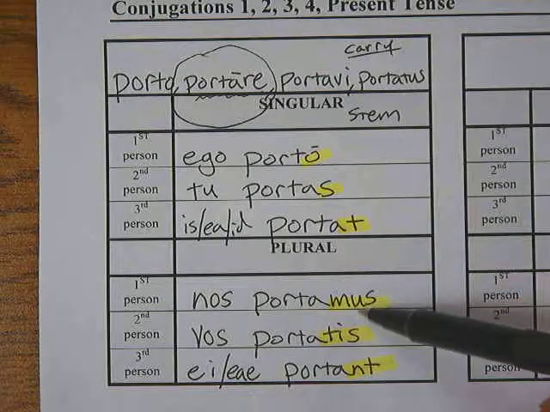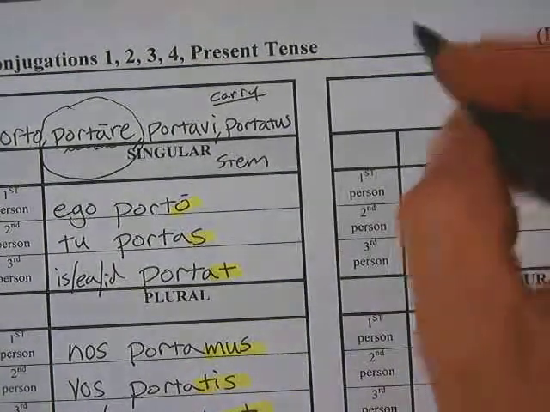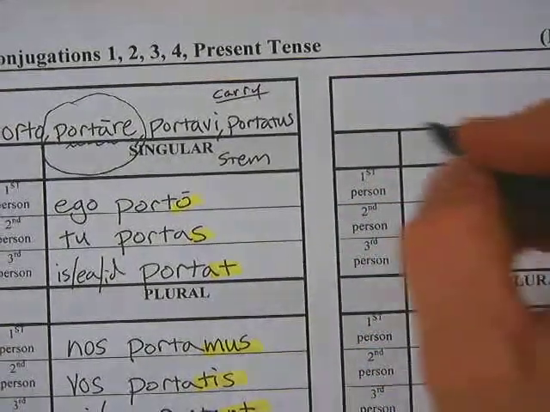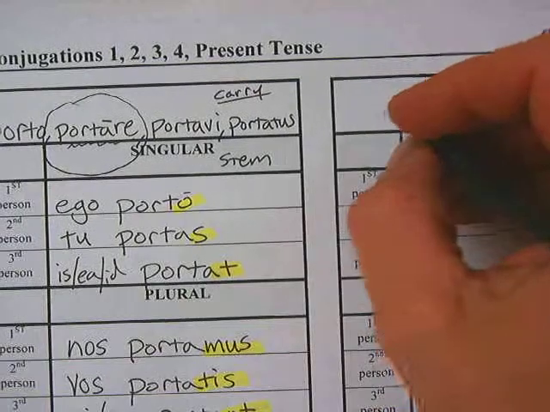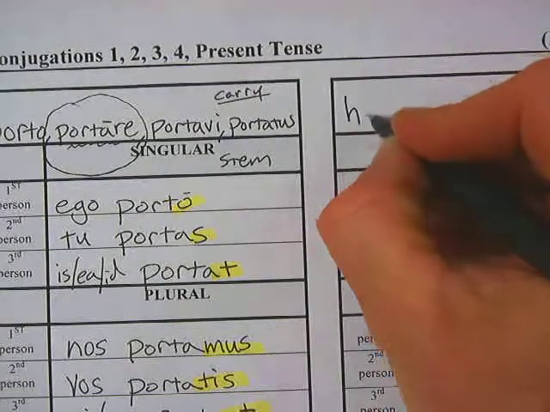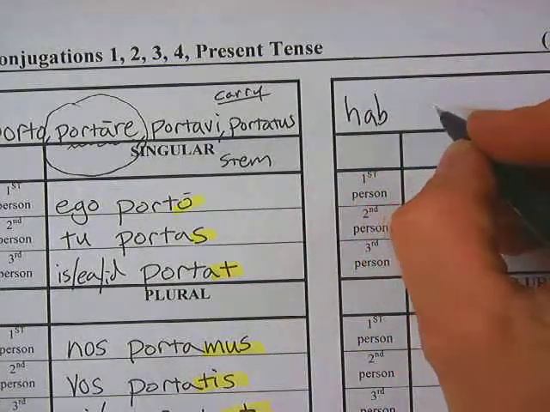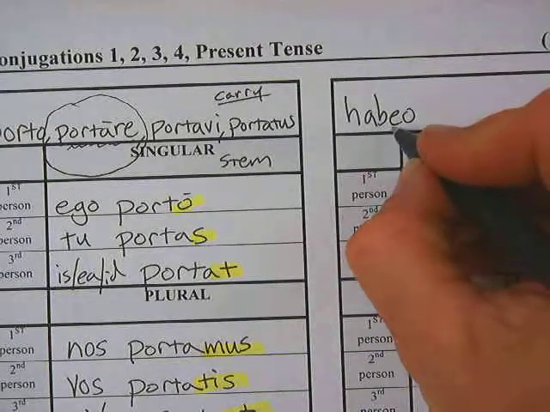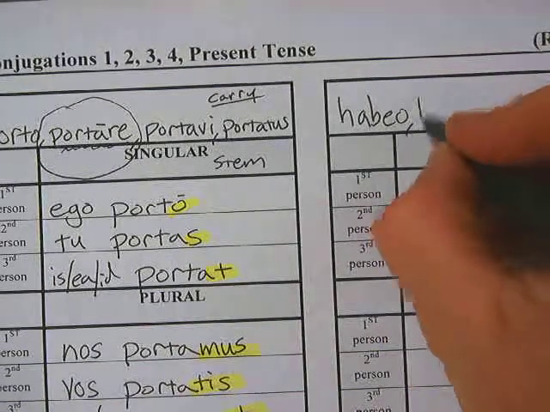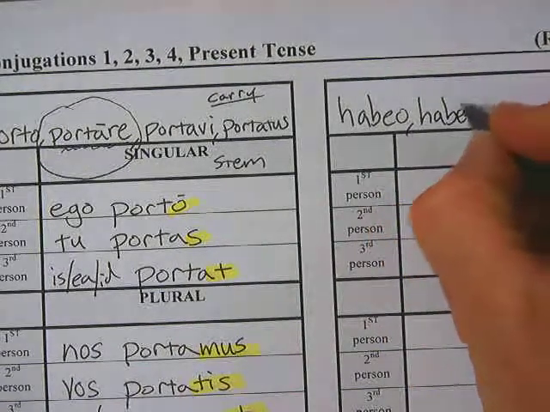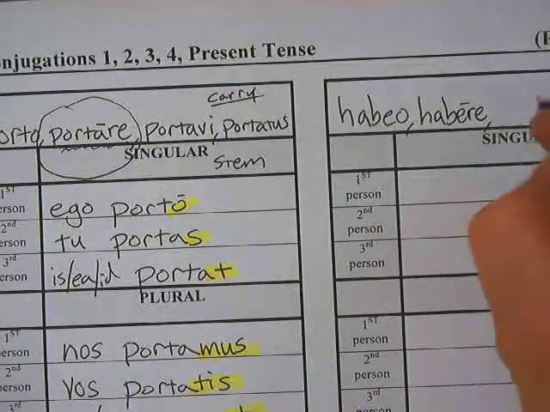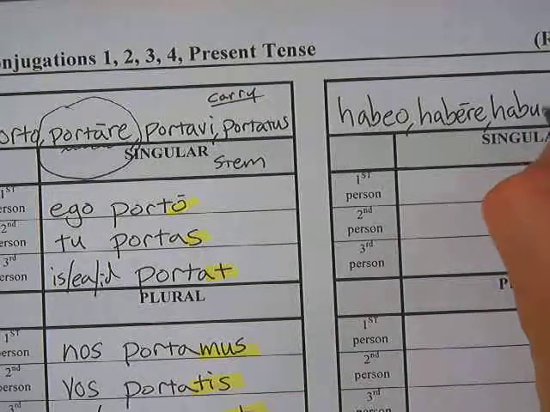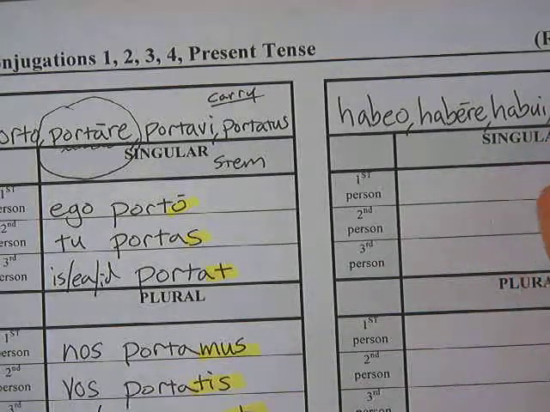Now the other conjugations are going to work in the same principle, but they're going to have different connecting vowels between the stem and the endings. So I'm going to go through these kind of quickly, okay? So for our second conjugation, we're going to say habeo. That's a second conjugation. Okay, so we got habeo. And second conjugations always have an -eo there in the first one. And then habere, long E.